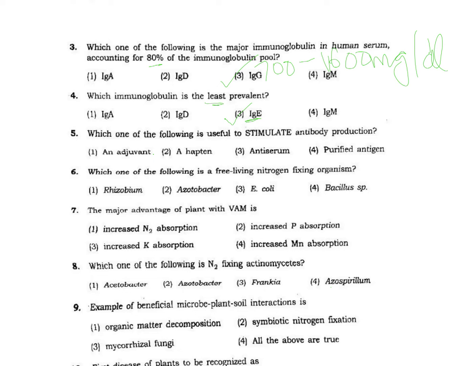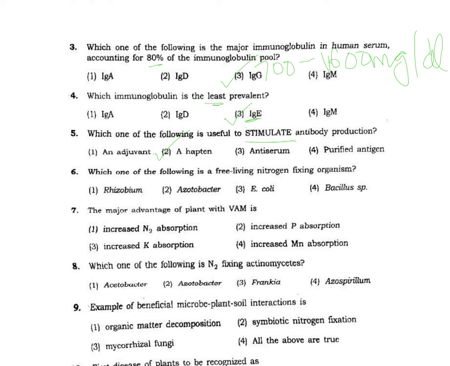Question number 5. Which one of the following is useful to stimulate antibody production? 1, an adjuvant; 2, hapten; 3, antiserum; 4, purified antigen. So here it is saying stimulate. So option 2, hapten, is the correct one.